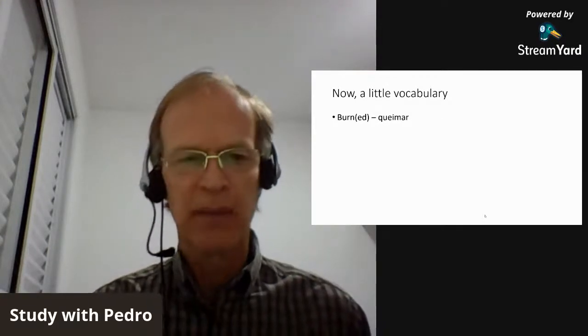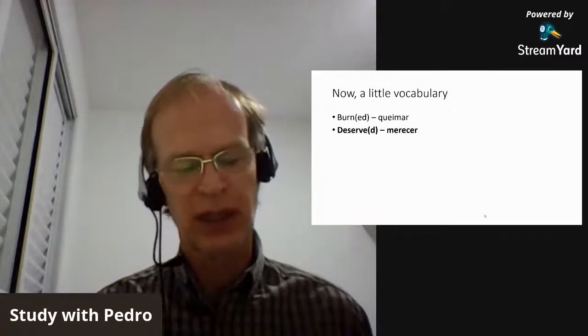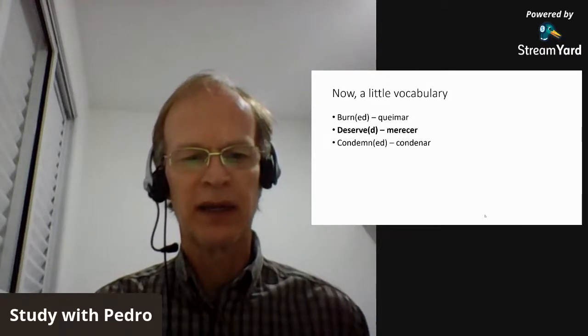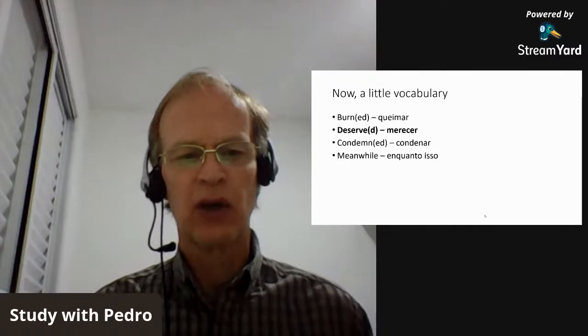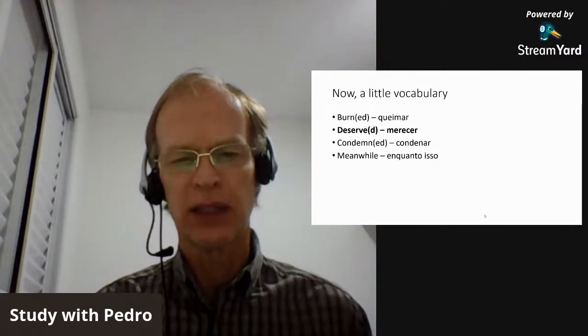We have burn. And actually, many of these words we have looked at in the past. And burn, queimar, that's regular. Deserve, we looked at that, I think, the last 2 weeks. And we have condemn, condenar. Meanwhile, enquanto isso. Now you know that while is enquanto. So this is a compound word. It's 2 words together. Meanwhile. This is an old English word, meanwhile.